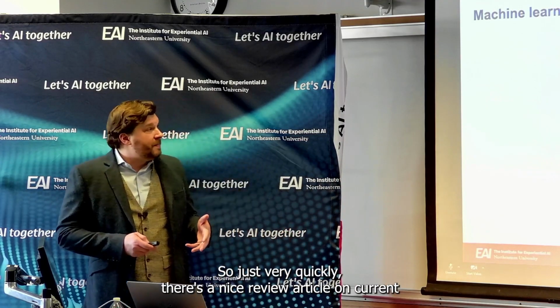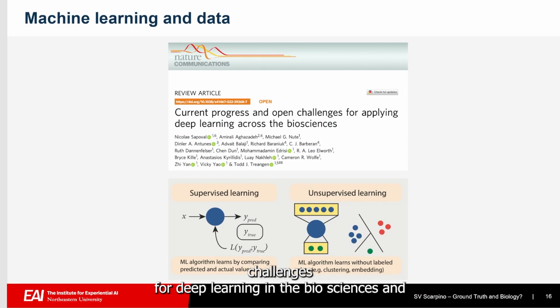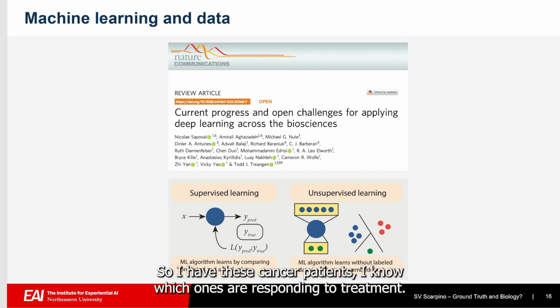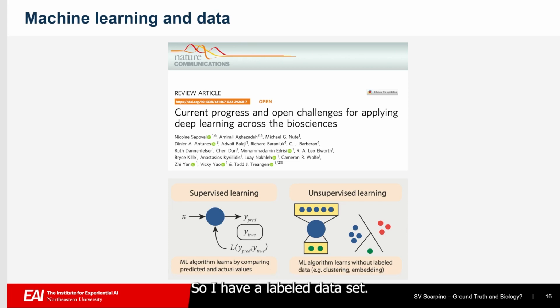So just very quickly, this is a nice review article on current challenges for deep learning in the biosciences. They talk a lot more about other kinds, but two main kinds of machine learning tasks that we're engaged in. And I'm going to bucket the talk into these two broad kinds. One is supervised learning, and this is where we have a labeled data set, right? So I have these cancer patients. I know which ones are responding to treatment. I want to try to predict which ones are responding to treatment or not using gene expression data. So I have a labeled data set.